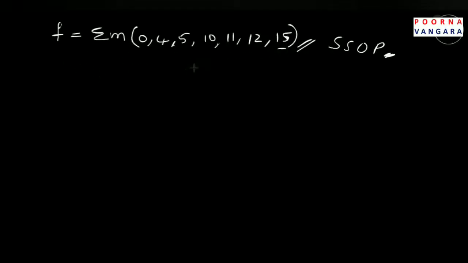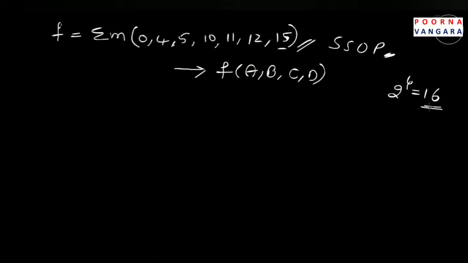So, that means the function is a 4 variable function f of a, b, c, d. If you have some 18 or 19 included in the sigma m, then you need to consider 5 variables. Okay, you already know 2 power 4 is equal to 16. If you have minterm numbers below 16, the variables are 4, right? If you have 2 power 3, that is 8, and within the parenthesis of the sigma m form you have minterm numbers which are less than 8, then you need to consider 3 variables, right?